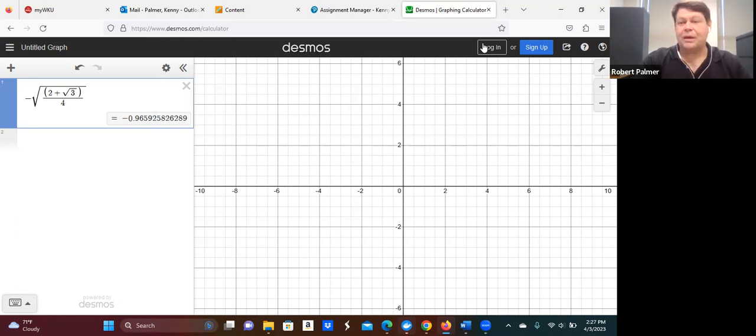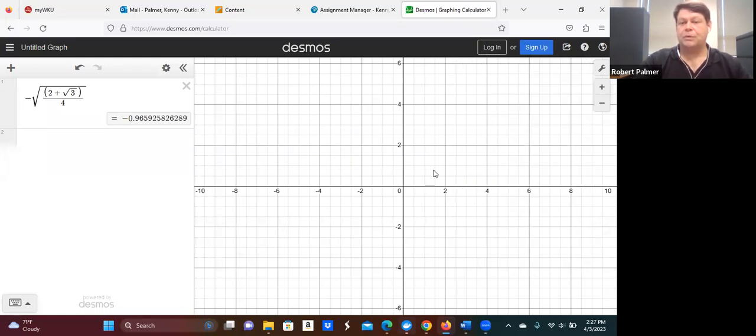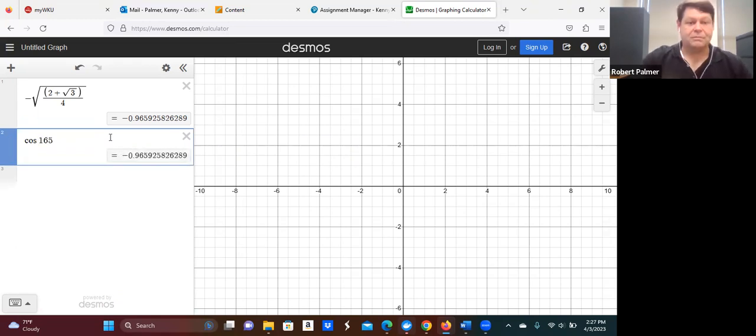Okay. Now let's check and make sure that's still correct. First off, let me make sure my Desmos is in degree mode. I'll have to change it. So to go between degree mode and radian mode in Desmos, go to this little wrench down here. It usually defaults to radians. So click degrees. Okay, once we do that, then let's do that. So cosine of 165 degrees is exactly the same, approximately negative 0.97.